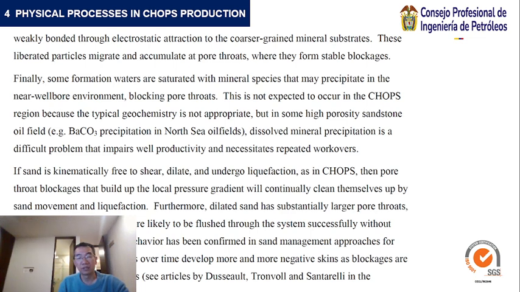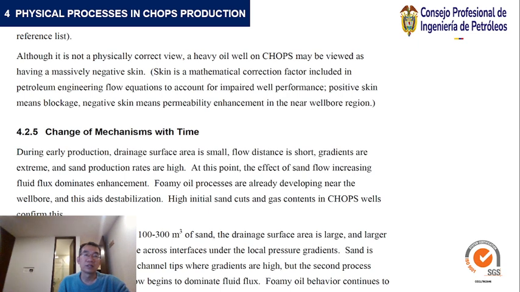These wells over time develop more and more negative skin as blockages are cleaned up through sand bursts. Although it is not a physically correct view, a heavy oil well on CHOPS may be viewed as having a massively negative skin. Change of mechanism with time.